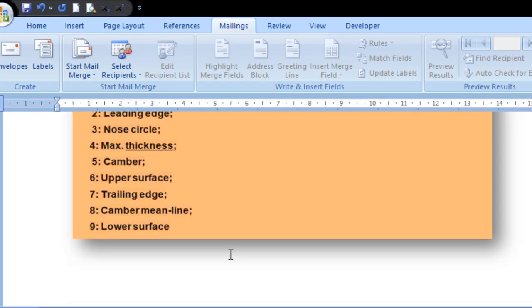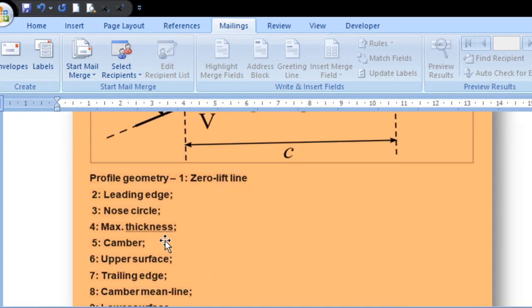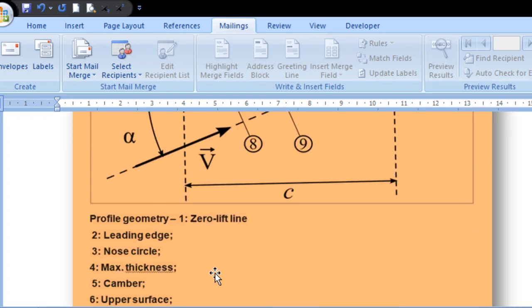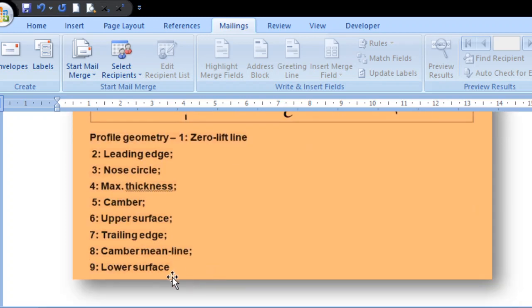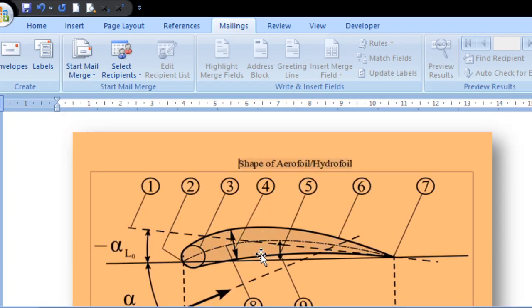Okay, here it is not mentioned. This straight line is called the chord line, and what is the camber, the upper surface, the trailing edge, the camber mean line. So the center line which is dividing this aerofoil into equal parts is the mean camber line. Okay, the lower surface, maximum thickness. So there is definitely a point in the hydrofoil which is of maximum thickness.